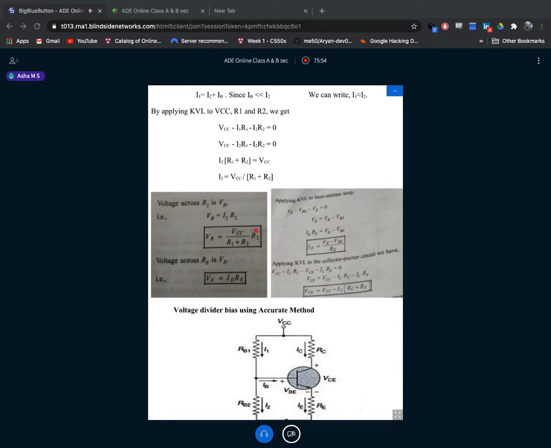Next, the voltage across the resistor RE is VE, and you know that VE is equal to IE into RE. We needed these two to calculate VCE, which is why we calculated them. Now let's move on to KVL for the base emitter loop. So let's consider the base emitter loop, and we are applying KVL to it.